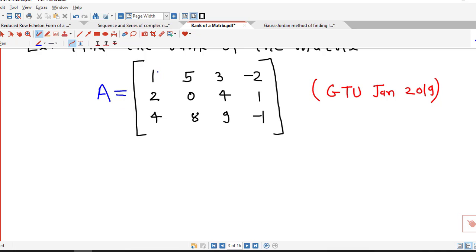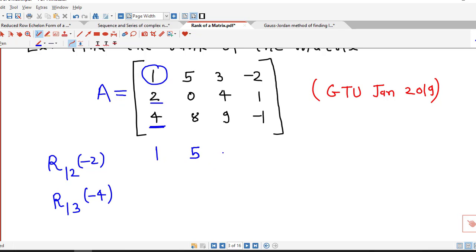So we start with the first non-zero entry of the first row. We have to make these two 0 using the first row. To make this entry 0, we multiply the first row by minus 2 and add in the second row. Similarly, to make this entry 0, we multiply the first row by minus 4 and add in the third row. So the second and third rows will change.